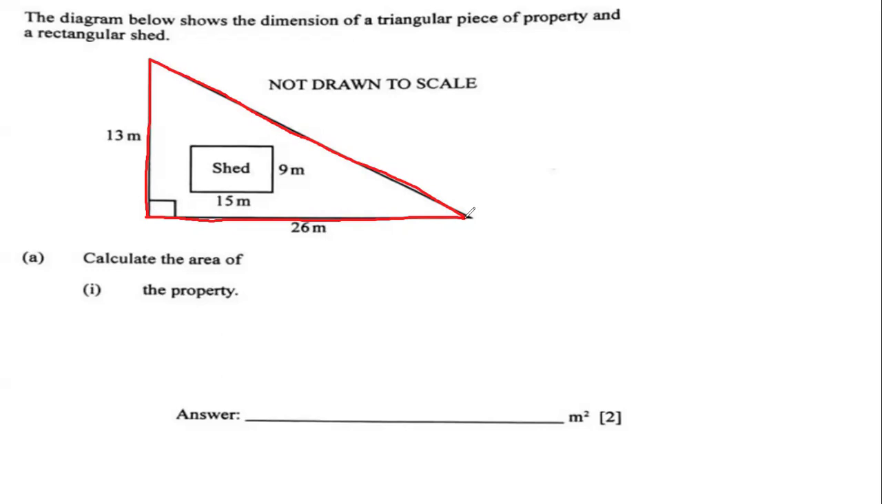Triangle. Triangle, very good. We know the area of a rectangle, the area of a square, the area of a circle. But what is the formula for the area of a triangle? Base times height over 2. Very good. Base times height over 2. So area of a triangle.